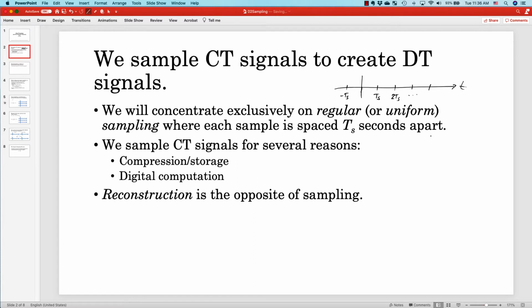And likewise, my notation for sampling frequency or sampling rate, I'm going to use f sub s. And that's just the reciprocal of the sampling period measured in samples per second.